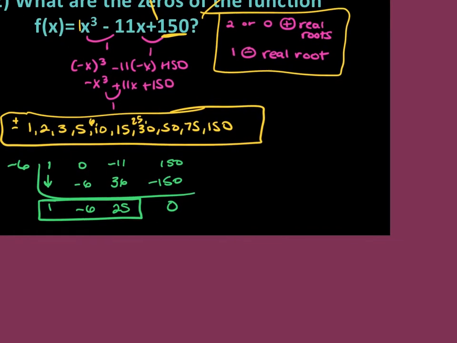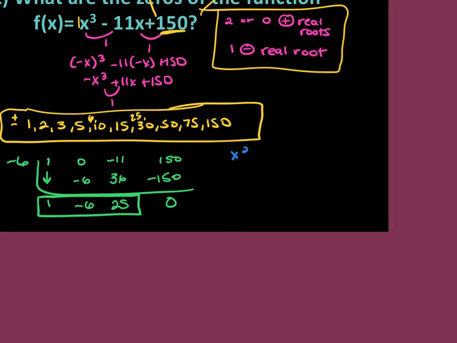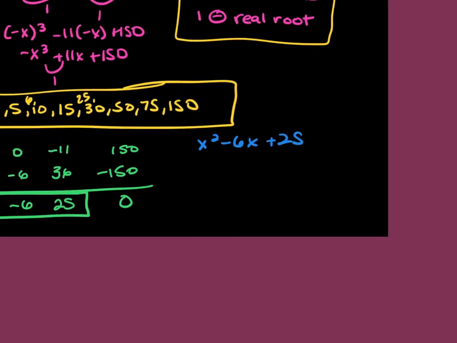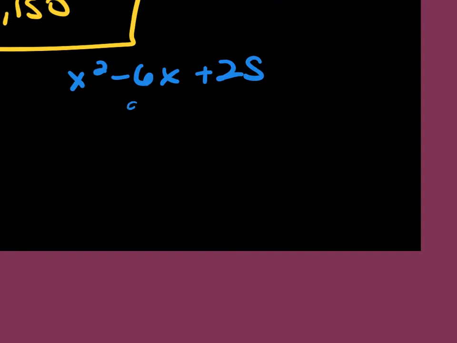Okay, then I'm going to take what's left, x squared minus 6x plus 25. If I could factor it, obviously I would, but there's no factors of positive 25 that add up to -6, which means I have to use my quadratic formula. My a is 1, the b is -6, and the c is 25.